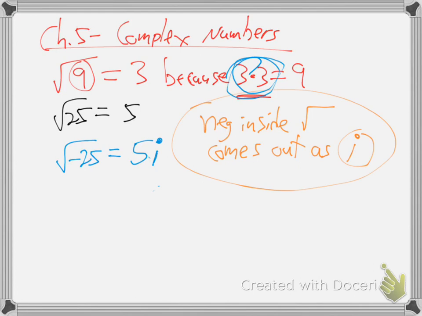That you already know, I hope, from intermediate algebra. You remember that? Sort of? Are you fresh off intermediate algebra? No? All right, so a negative inside of a root comes out as i. All right, so this won't be hard. It's weird, but it's not hard.